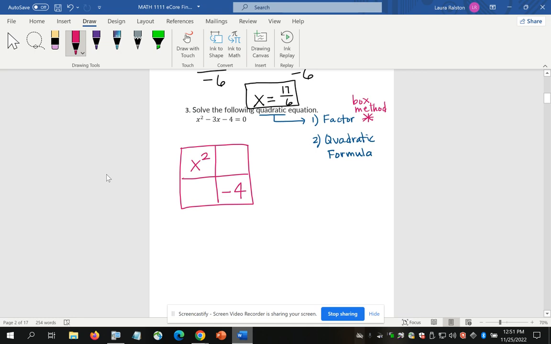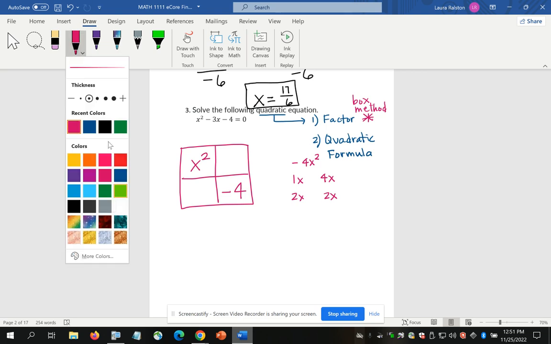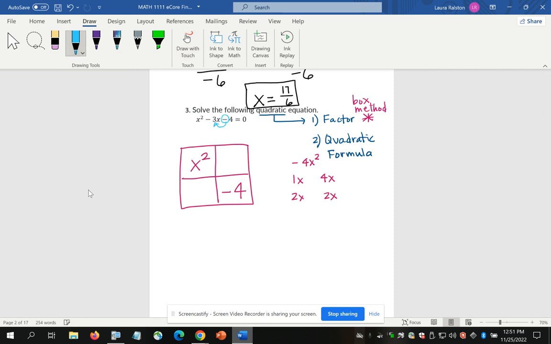There's 1x squared times negative 4, which gives me negative 4x squared. Thinking about the numbers that will multiply to 4, I have 1x and 4x, 2x and 2x. I need to find the pair that will subtract to 3. 4 minus 1 is 3. 2 minus 2, that's not 3. So I need to have a minus 3. So the 4 is negative and the 1 is positive. So I'm going to put 1x and minus 4x.